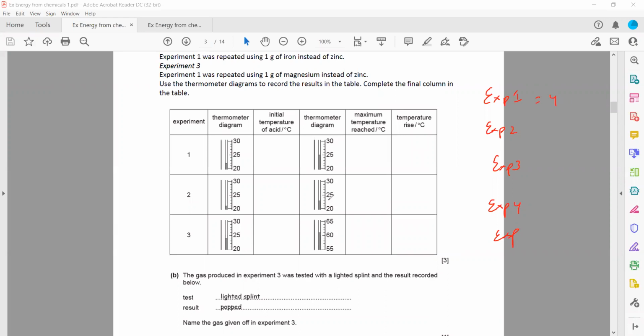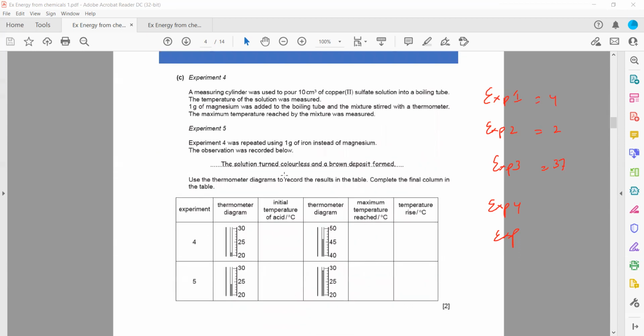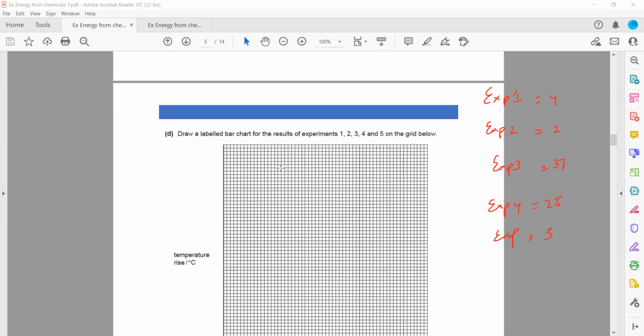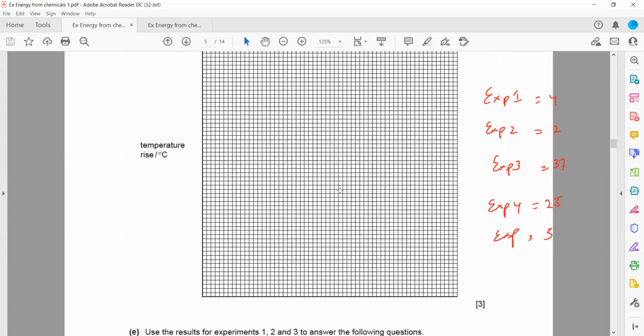What about experiment 2? It was 23 minus 21. So that was 2. Experiment 3 was 37. Then experiments 4 and 5 are on the next table. 46 minus 21. That was 25. And this was 29 minus 24. That is 5. So these are the experiments. We have to draw a bar chart to show our result.